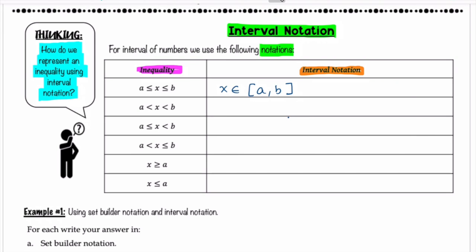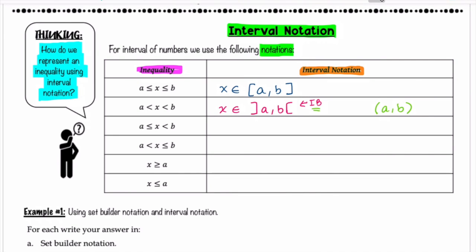So I am going to start off the same way. X is an element of. This time A and B are not included, so we do a backwards bracket. Now this looks a little bit weird because we are not used to looking at our interval in this manner, but this is how IB uses this interval notation. What you are used to or have seen in the past, when we are dealing with numbers that are not included, we tend to put parentheses. But since we are in this IB class, we are going to be using the proper notation for IB.